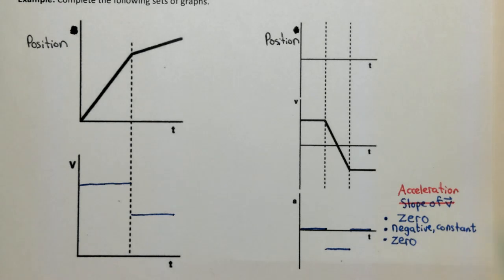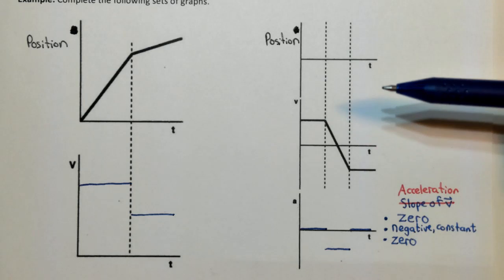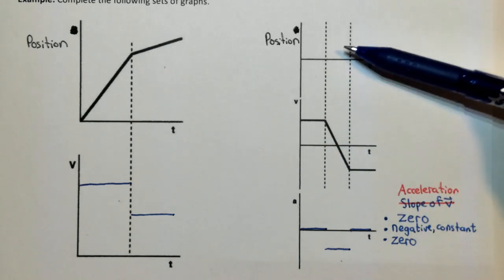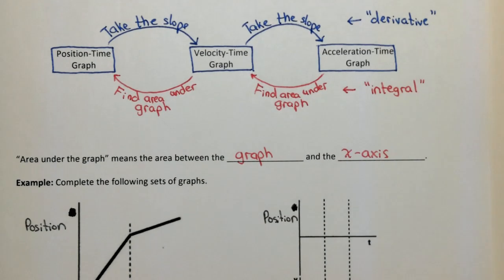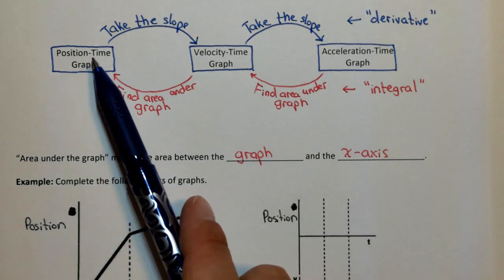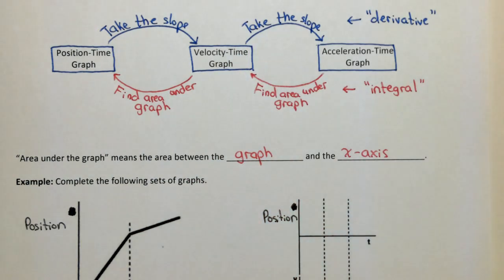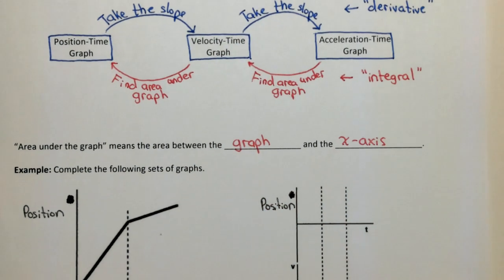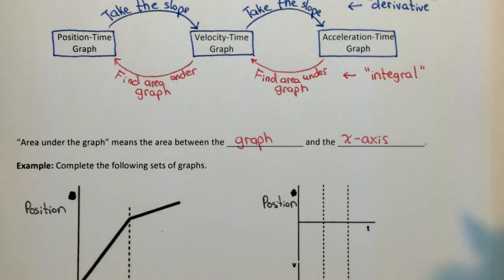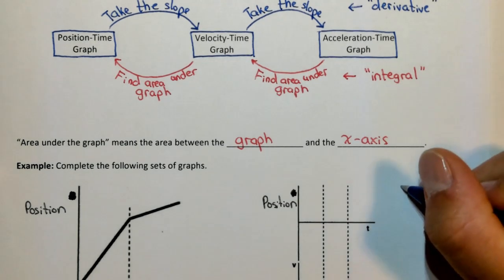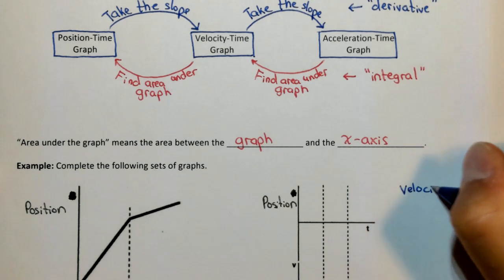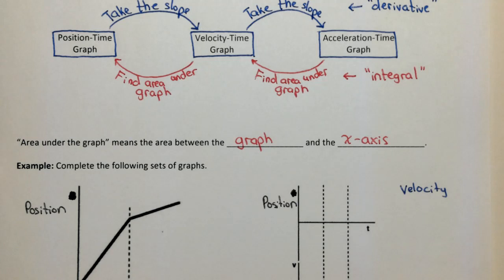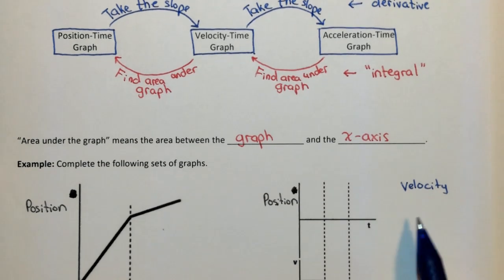Now we're going to do the tricky one where we go backwards. We start with the velocity graph and we will get to the position graph. So, what's the relationship between velocity and position? Well, the slope of position is velocity. So, I'm going to write down some information about the velocity. And that'll help me figure out what the slope of my position graph is.